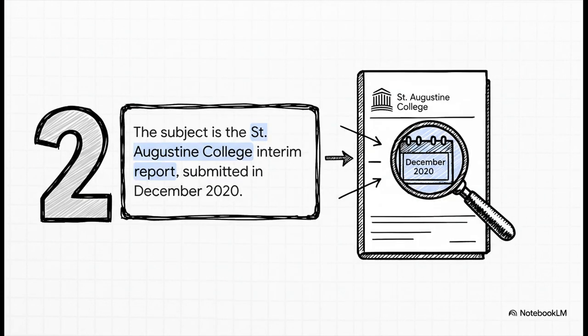Step 2. What's the topic? This one's easy. It's literally right there on the cover. We're analyzing the St. Augustine College Interim Report, submitted in December of 2020. That's our specific subject. Okay, 2 pieces down, 1 to go.